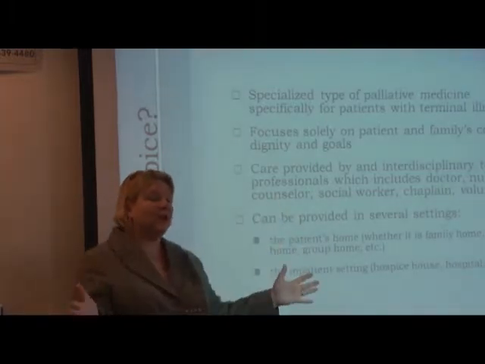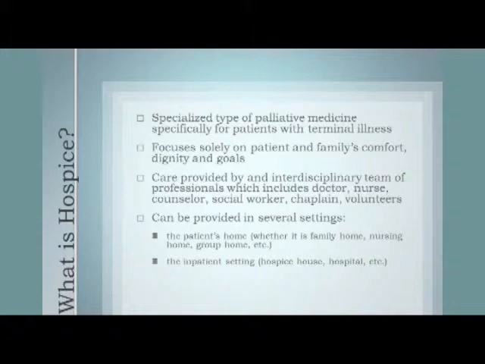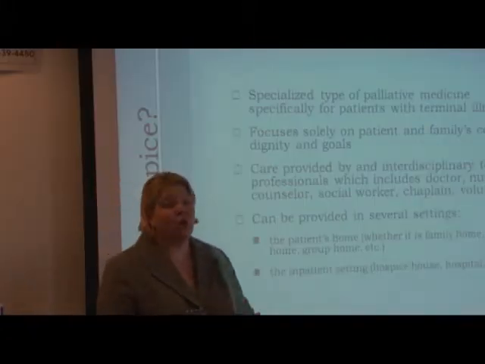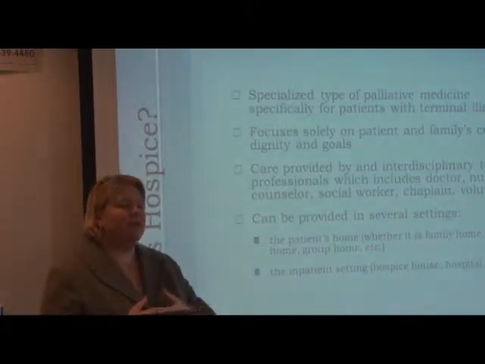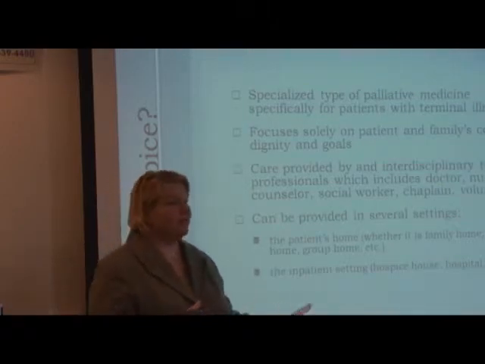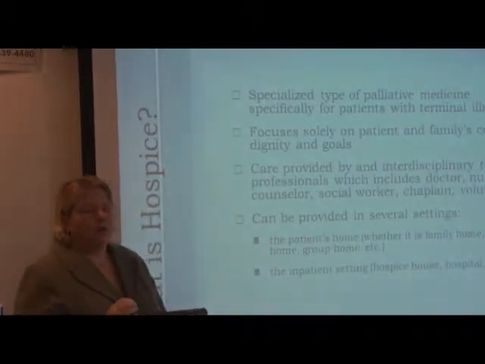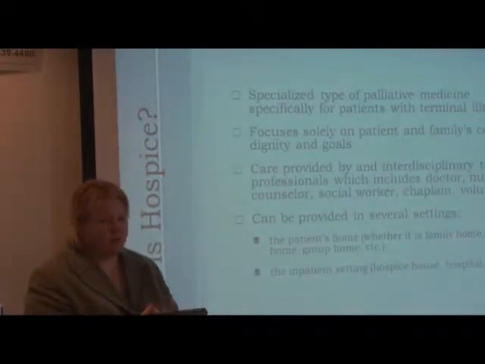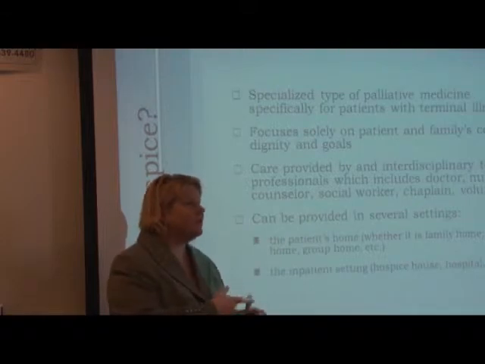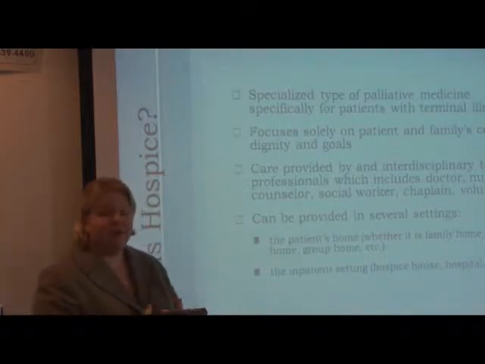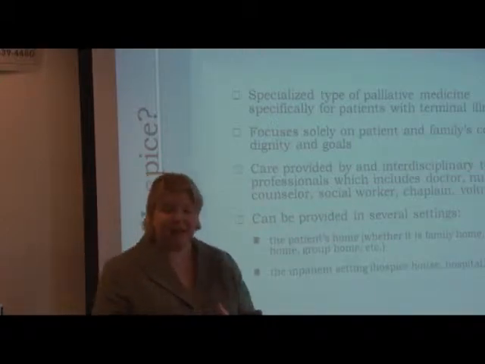You can think of palliative medicine as like the umbrella, and hospice is like a little piece underneath of that. So hospice is a specialized type of palliative medicine specifically for patients who have terminal illness. So it's for patients who are towards the end of their life. Medicare guidelines define hospice patients as having a prognosis of 6 months or less if the terminal illness runs its normal course. So they are patients that would be expected, or we would not be surprised if they were to die within the next 6 months. We focus solely on the patient and family's comfort, dignity, and goals. Care in hospice is provided by an interdisciplinary team of professionals: doctors, nurses, counselors, social workers, volunteers, home health aides. Everybody is involved in the care, and everybody has an important piece to play.